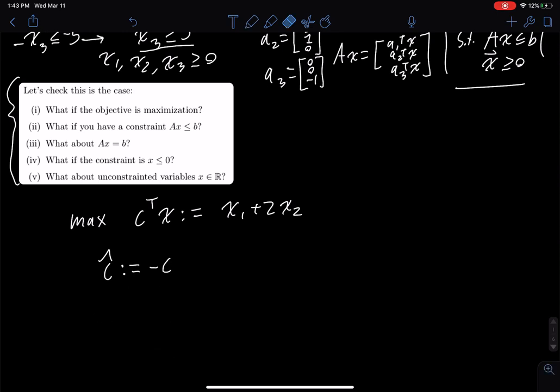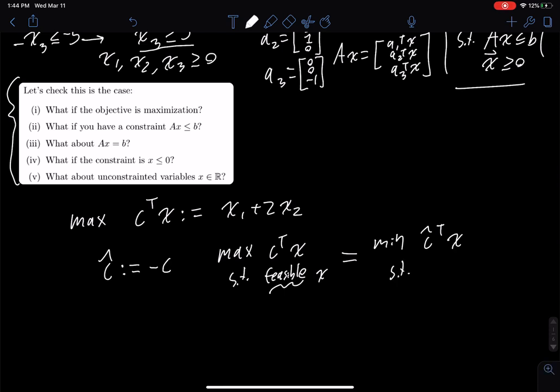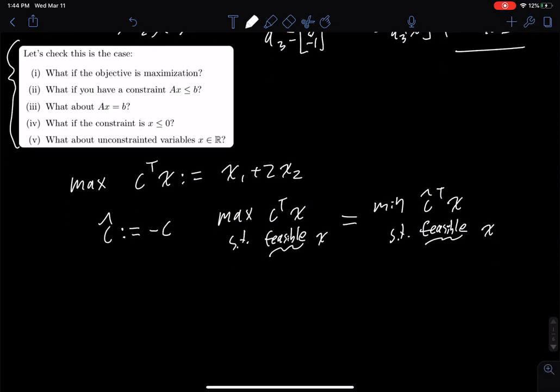How can we apply this? Well, now the max of C transpose X for suitable X, we'll use the fancy word feasible for suitable, is going to be exactly equal to the minimum of C hat X for all other feasible X. So this transformation allows us to seamlessly switch between a maximization problem and a minimization problem only by changing our C vector that represents our objective function. Since the only constraint in formulating linear algebraic linear programs is that C is a real vector, it's perfectly legal for it to have negative entries.